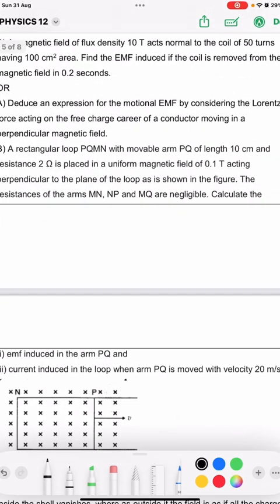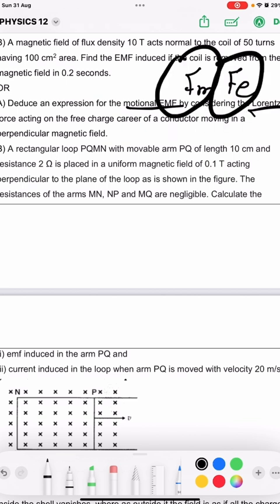So let us see the OR part. So you have to derive motional EMF by Lorentz force. So Lorentz force, you can see this motional EMF from notes. Okay, Lorentz force means you have to talk about magnetic force and electrostatic force here. So we have motional EMF by many ways, but this method was to be done. So can prepare from notes.